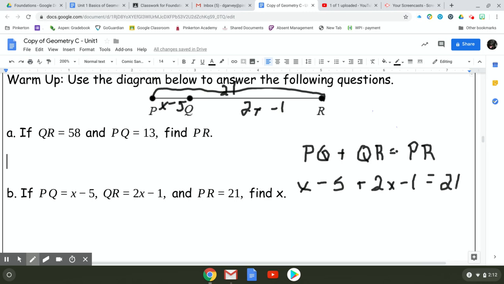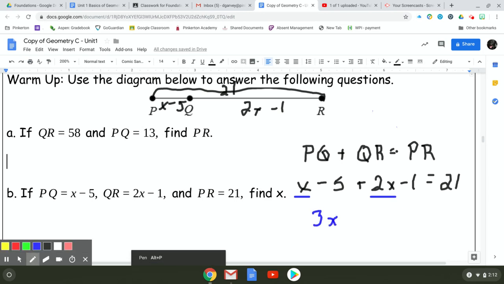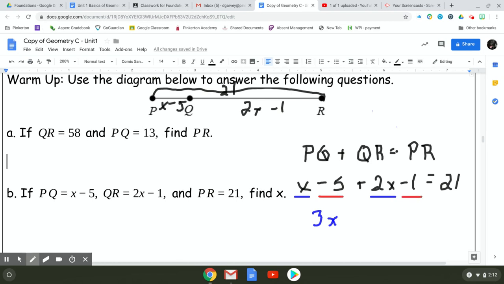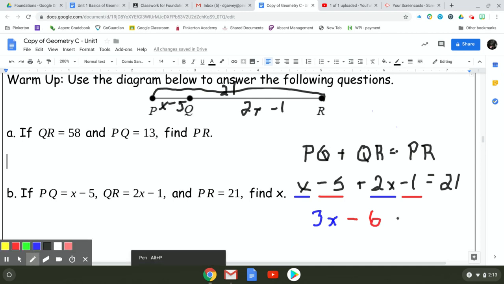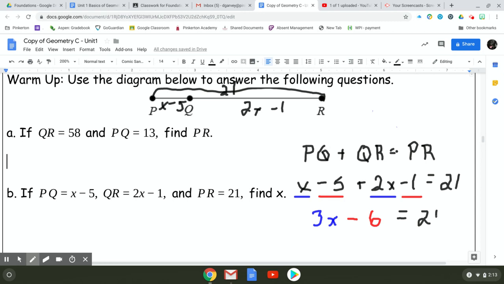We will combine our like terms. So x and 2x are like terms, so we can combine those together to get 3x. And we can combine our like terms, -5 and -1. Remember to take the sign with it. And when we add two negative numbers, we keep the sign and add them together, giving -6. And that now is going to equal 21.